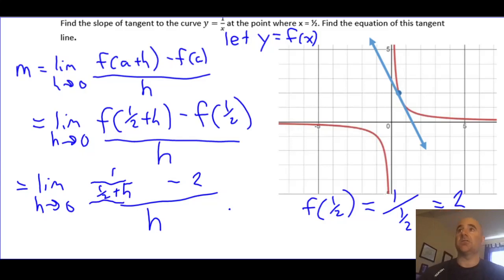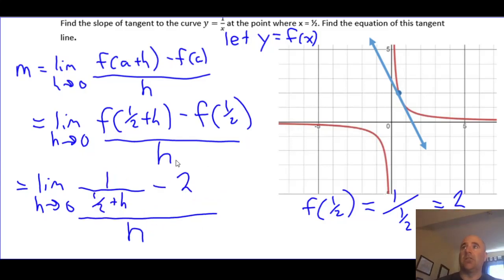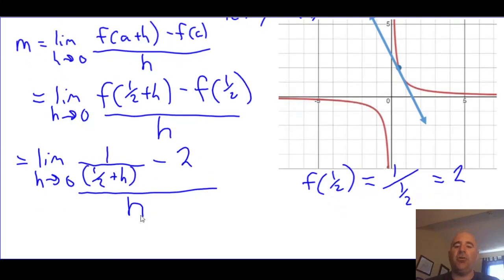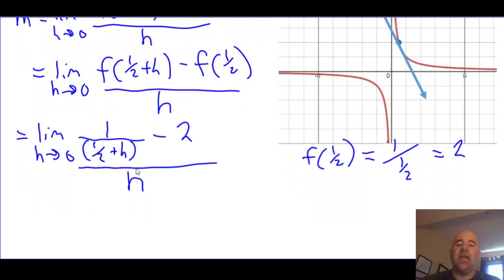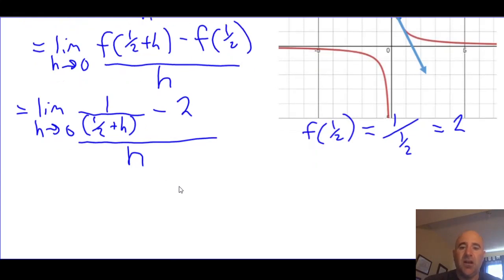Just like that there. Sorry, that's kind of a mess. Let me just, there, that looks a little bit better. So we're dealing with 1 divided by a half plus h minus 2, all over h. And we want h to be as small as possible. Now again, notice that you can't plug in h equals 0. If you plug in h equals 0, you get 2 minus 2, which is 0 over 0. So you need to try small values.